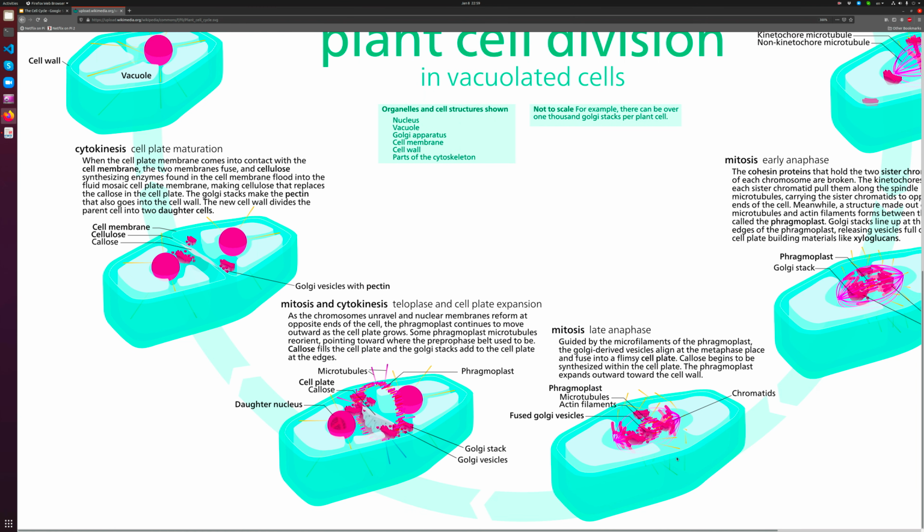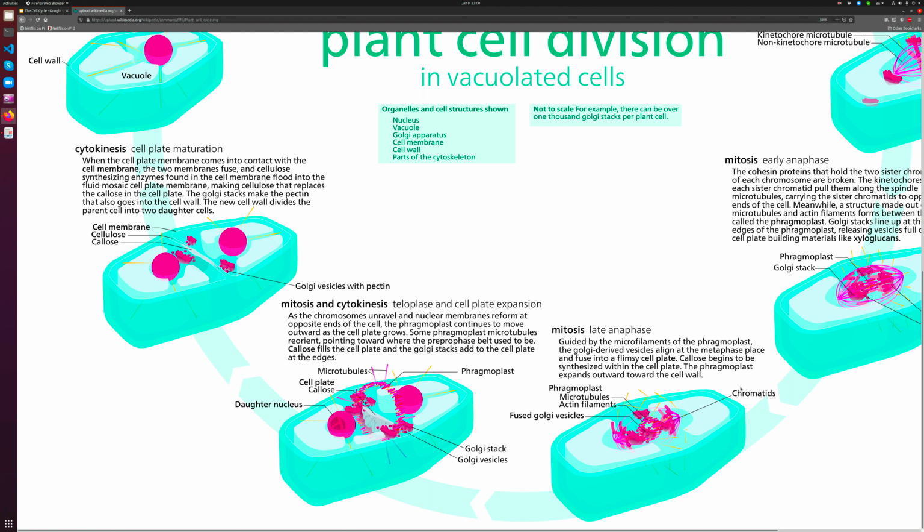Late anaphase. Guided by the microfilaments of the phragmoplast, the Golgi-derived vesicles align at the metaphase plate, it should be plate with a T, and fuse into a flimsy cell plate. Callose begins to be synthesized within the cell plate. The phragmoplast expands outward towards the cell wall.